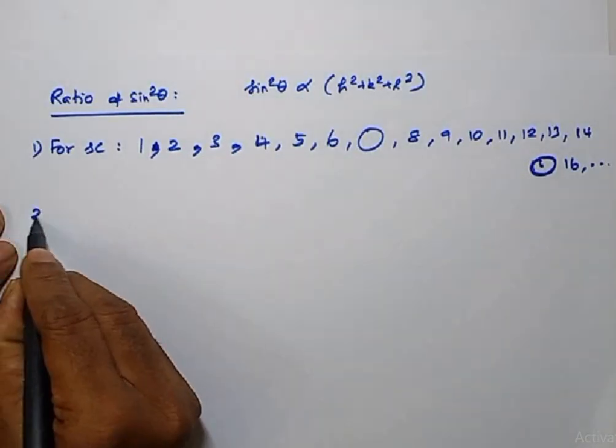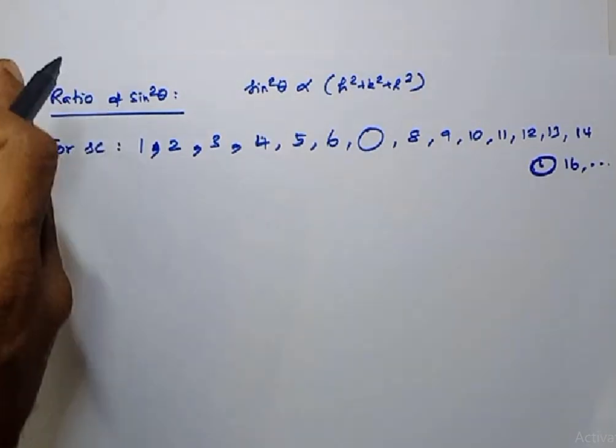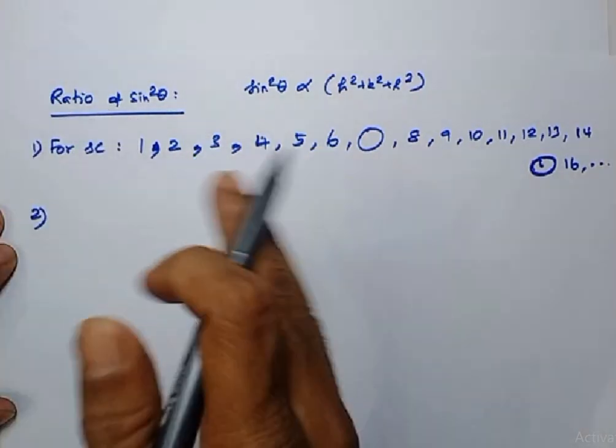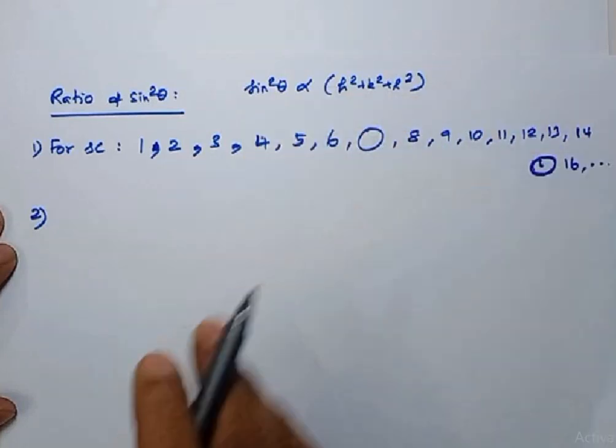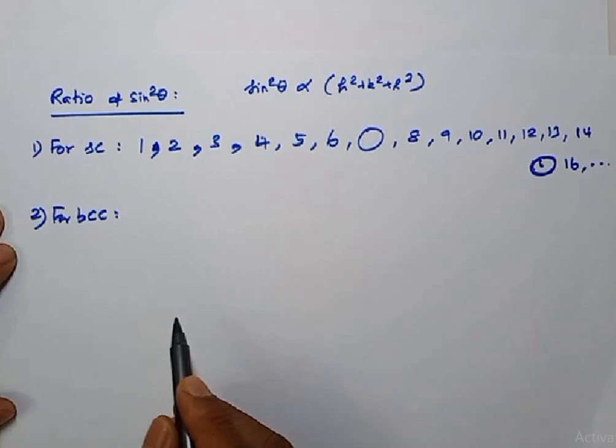Number 2, I'm just repeating whatever we discussed just before, without K, that's all. For BCC, what are the values allowed?